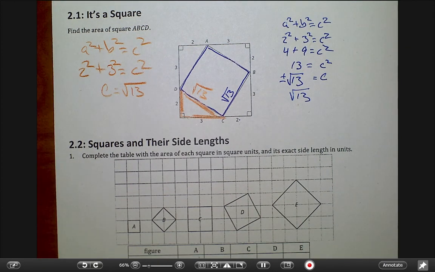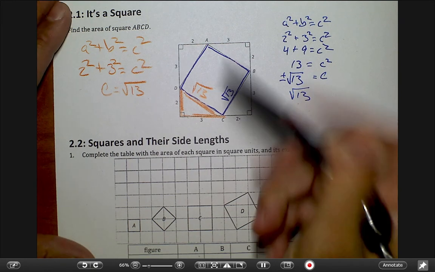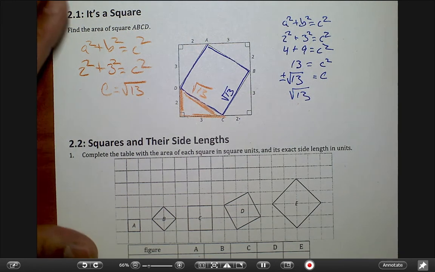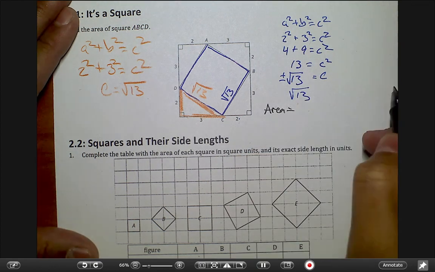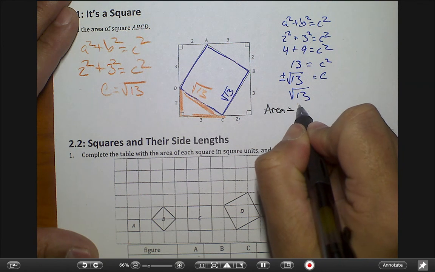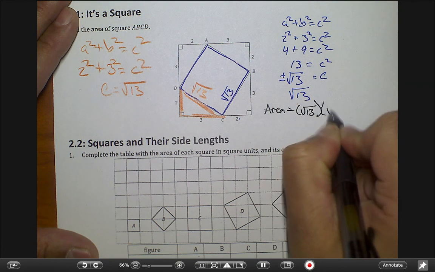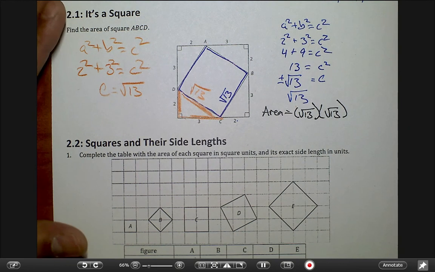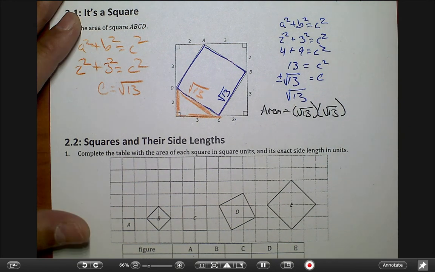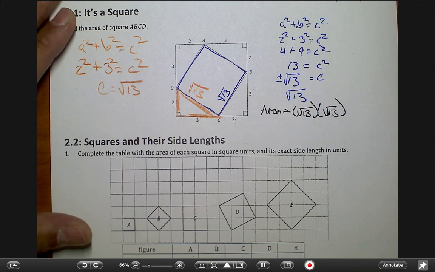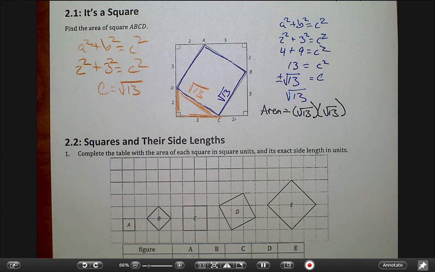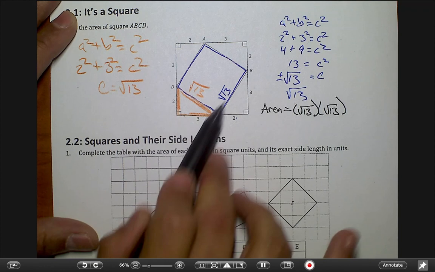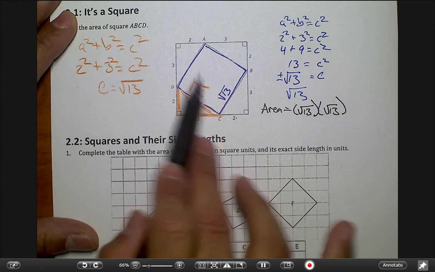Now, how do I find the area of a square? Length times width, right? So area is equal to square root of 13 times square root of 13. You agree? Jonathan, you're making that face. So it's this times this, right? Length and width right here. I'm just talking about this one in here.